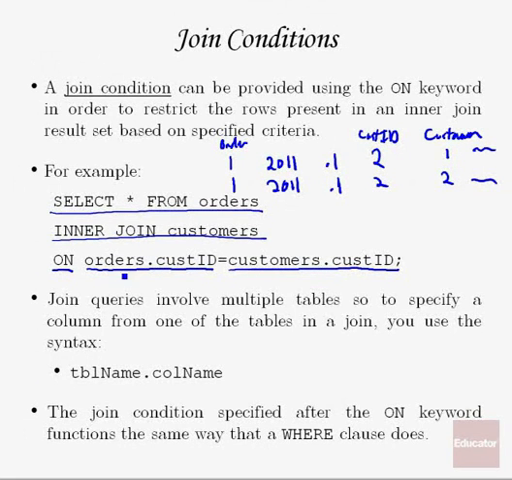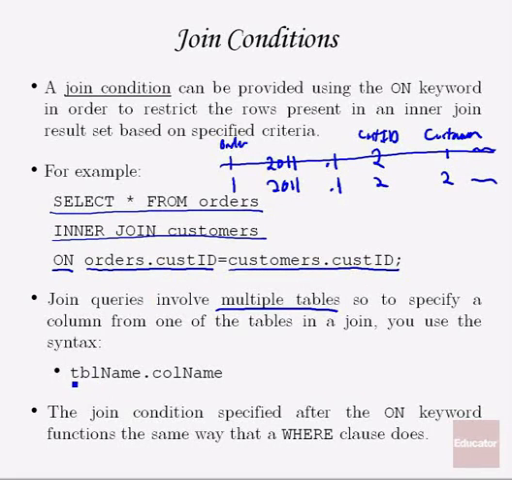So this join condition would actually get rid of this row from that join, and it would say, only give me the rows where the customer IDs of those two tables match up, because that's basically what we use to link the information from those two tables together. Because join queries involve multiple tables, you need to be able to specify specific columns from specific tables, and that's what we've done up here.